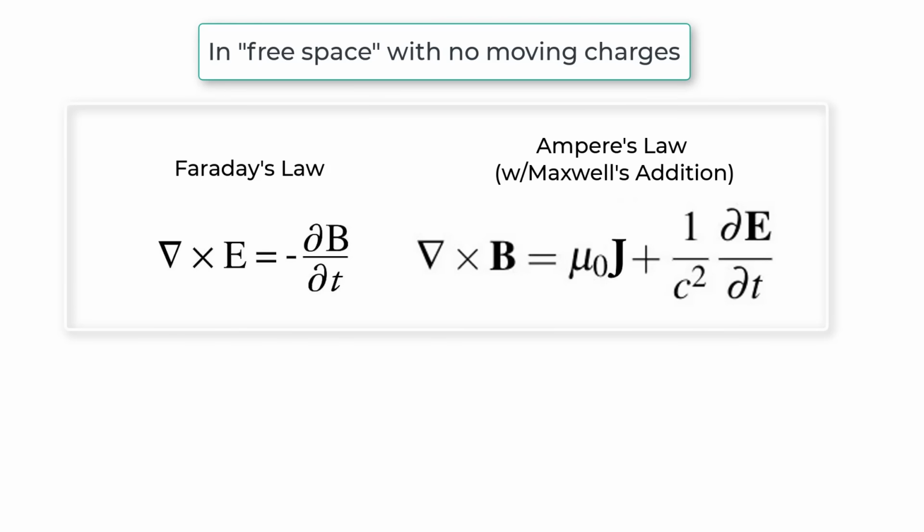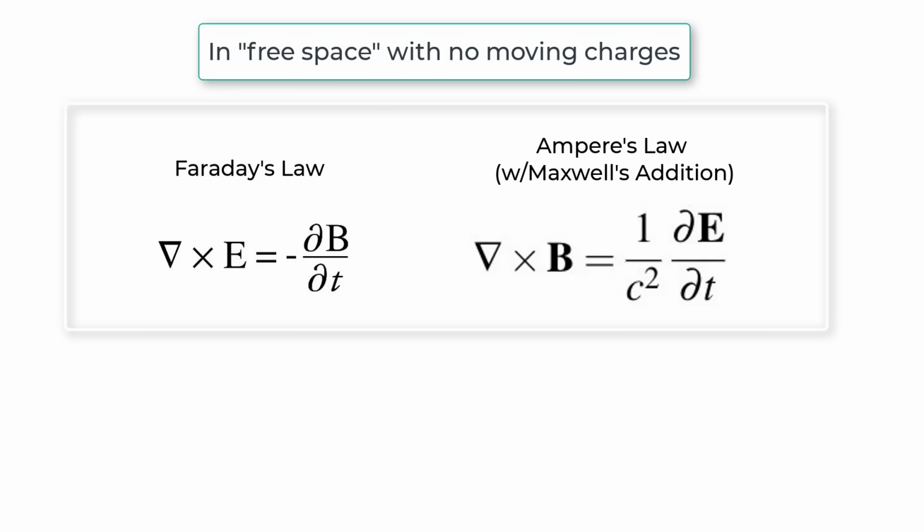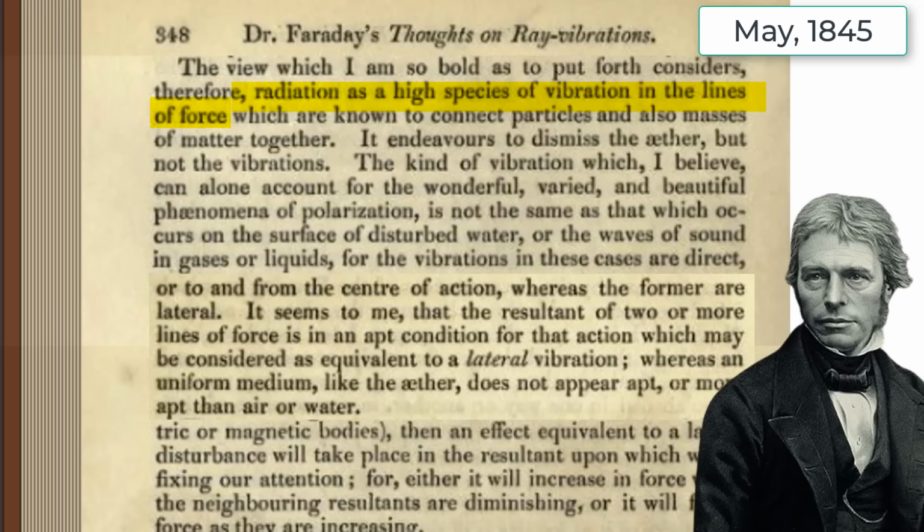Now let's look at Maxwell's curling equations again in air or a vacuum. In the specific case when there are no electric currents, J equals 0, a changing magnetic field induces a curling electric field, and a changing electric field induces a curling magnetic field times the speed of light squared. With this, Maxwell felt that he had the mathematical proof to validate Faraday's crazy idea from 1845 that light, or radiation, is a vibration of electric and magnetic lines of force.